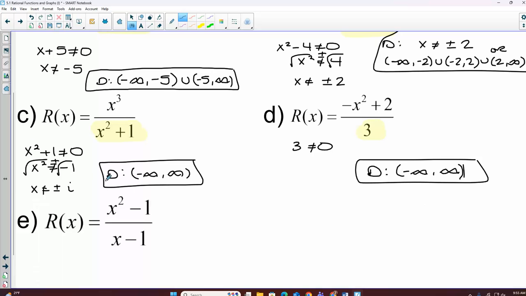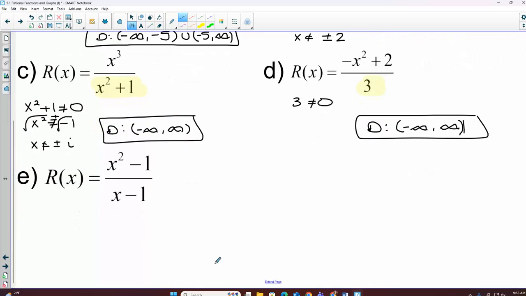Okay, I want you guys to do E. So the bottom can't be 0. X minus 1 cannot equal 0, so x cannot equal 1. So your domain is everything else. Make sure on your interval notation it's obvious that you have a parenthesis on your 1. You don't want it to look like a bracket because brackets mean equal to.